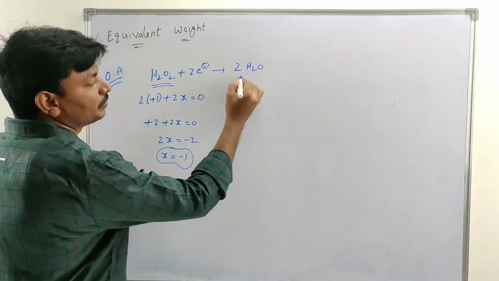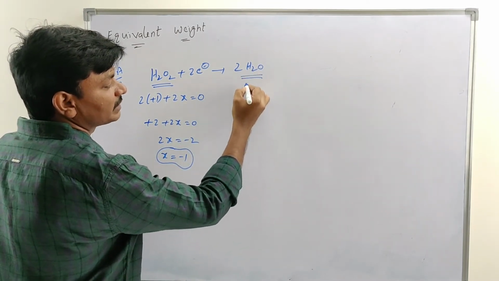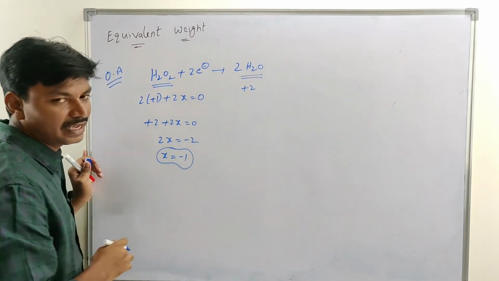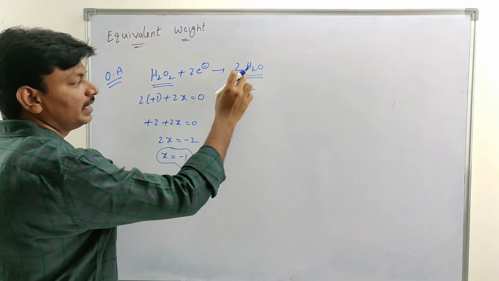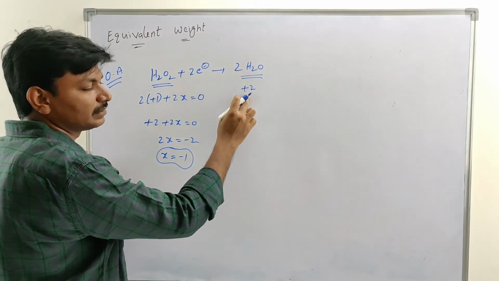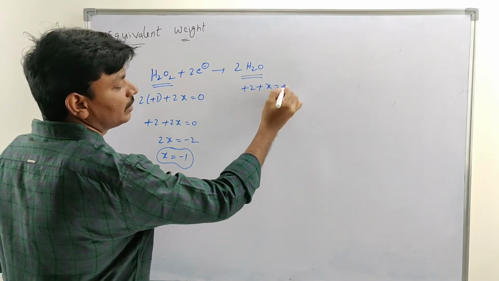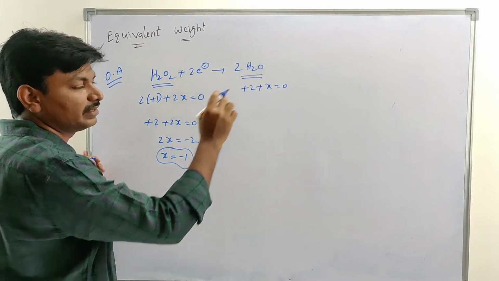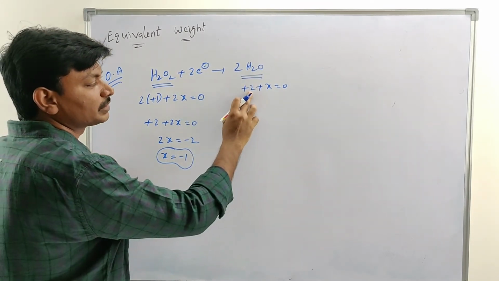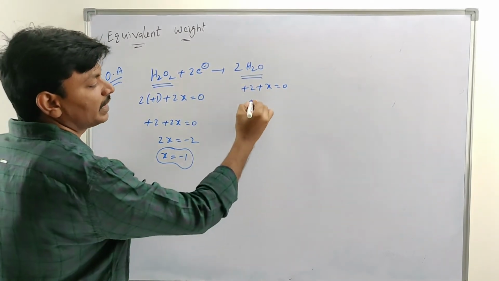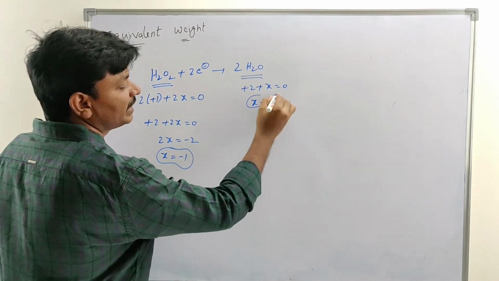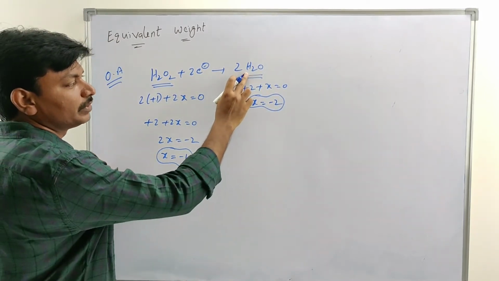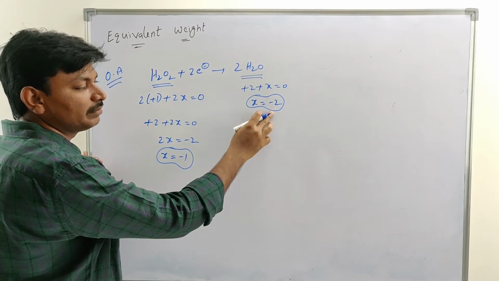Then in H2O, that is +2, each hydrogen having +1 oxidation number. Here 2 hydrogens are present, that is +2 plus X equal to 0. Here X is the oxygen atom, only one oxygen atom is present in H2O. That's why +2 plus X equal to 0, then X equal to -2. In H2O, the oxygen atom oxidation number will be -2.